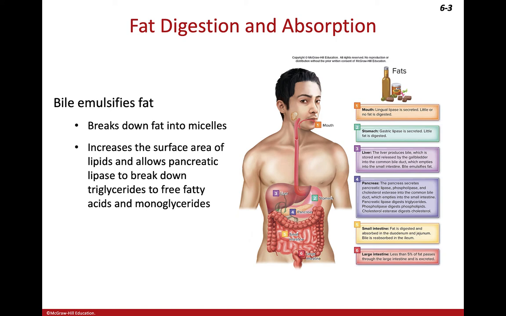Now, the liver is going to produce bile, and this is stored and released by the gallbladder, and this goes into the common bile duct, which empties into the small intestine. And as noted, bile is responsible for actually emulsifying fat. Now, in the small intestine, fat is going to be digested and absorbed in the duodenum and jejunum. So those are the first two components of the small intestine, while bile is reabsorbed in the ileum. In the large intestine, less than 5% of fat passes through and is excreted.